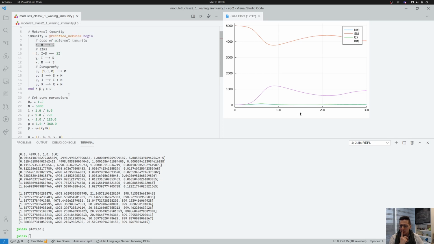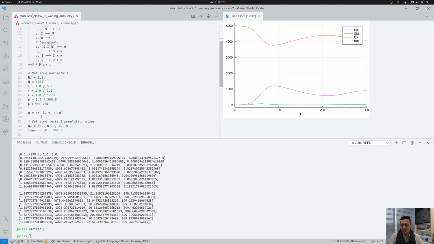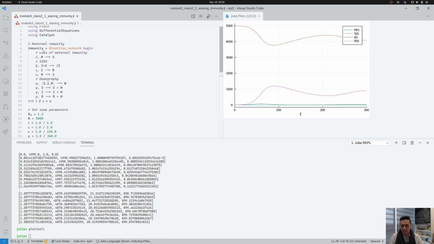One thing that is fairly useful, as you will notice, is that we set the parameters here in no specific order. We give them here, and we put them here in the same order, but we never give the order of the variables.